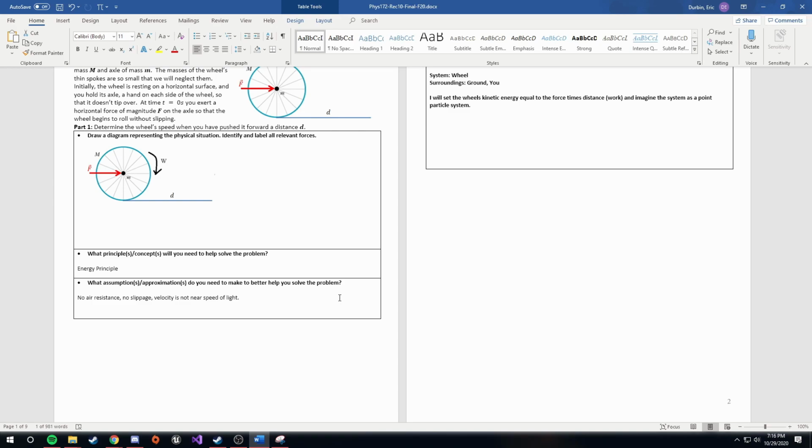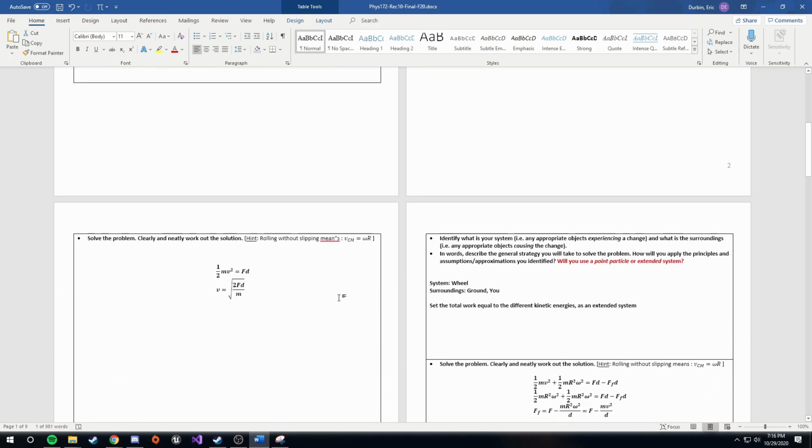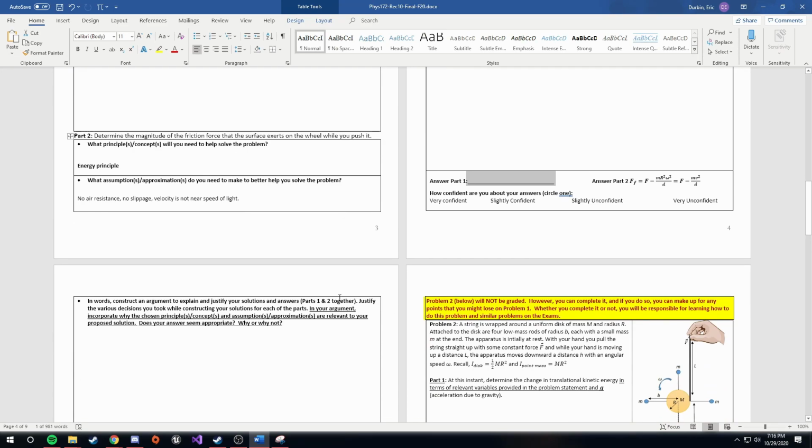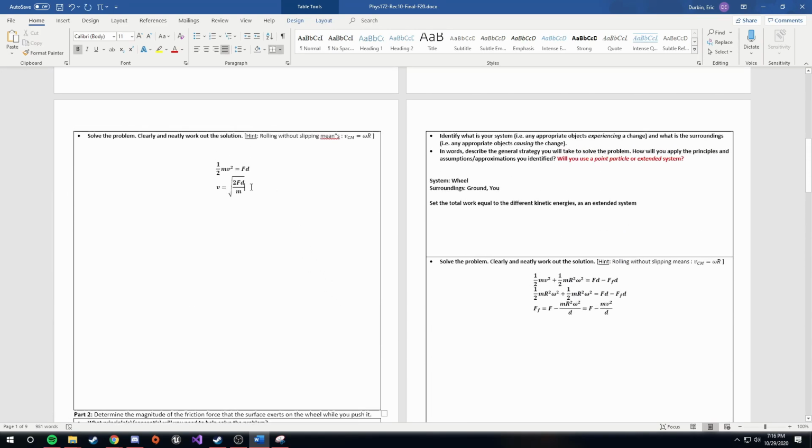So the main difference between the point particle system and the extended system: for the point particle, it's just from point A to point B, the distance your center of mass moves, whereas in an extended system, you can have multiple forces acting on the system. So you have to add all of those different forces.